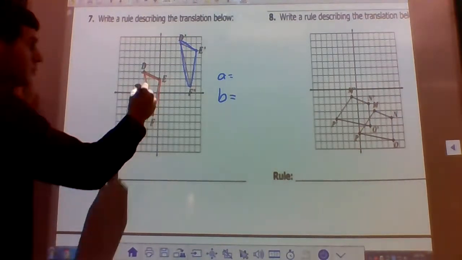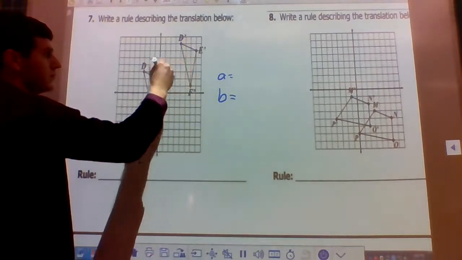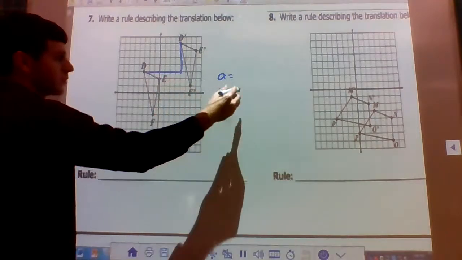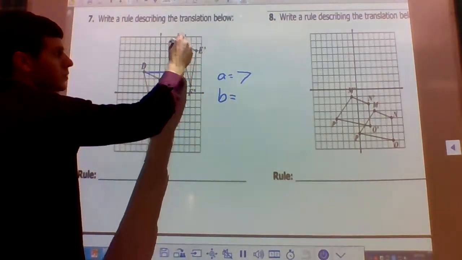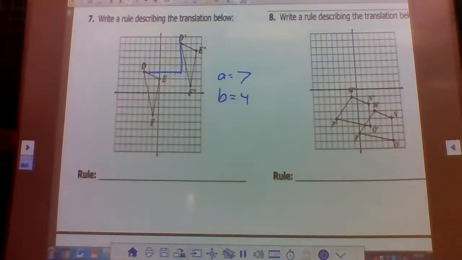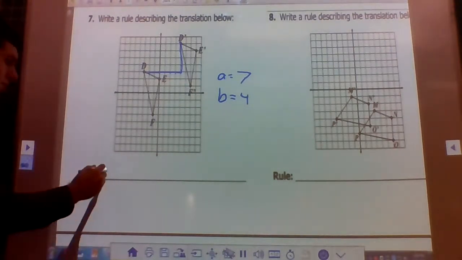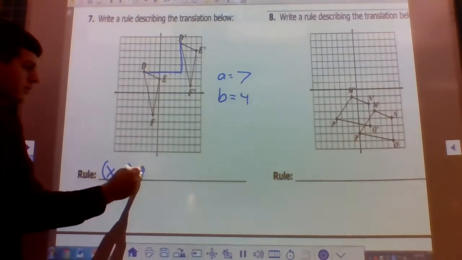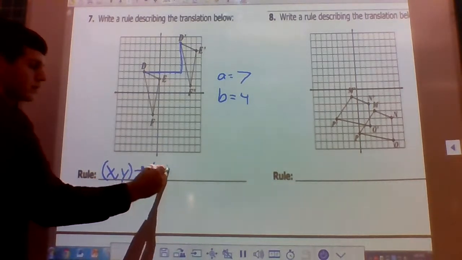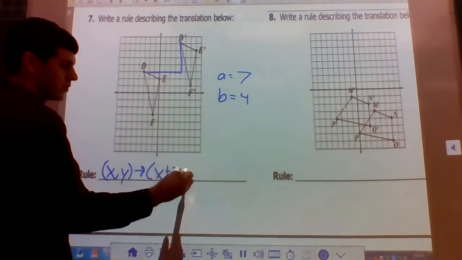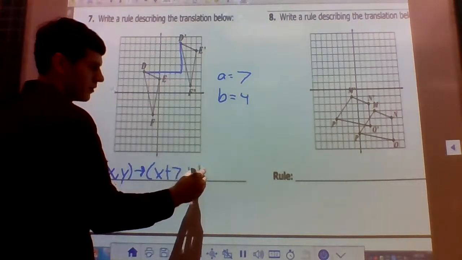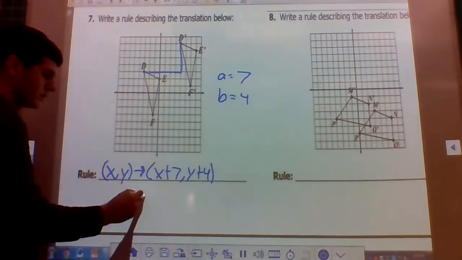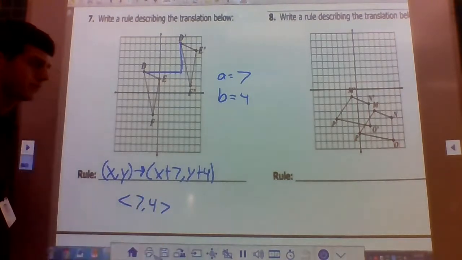Let's just do D and D prime. We have to go 1, 2, 3, 4, 5, 6, 7 to the right, and then 1, 2, 3, 4 up. So we're going right and up. Therefore they're both positive, so it's going to be (x + 7, y + 4). We have to make sure we write the rule exactly like this. The horizontal shift is 7. The vertical shift is 4. We want to write it as a vector. It's going to be <7, 4>.